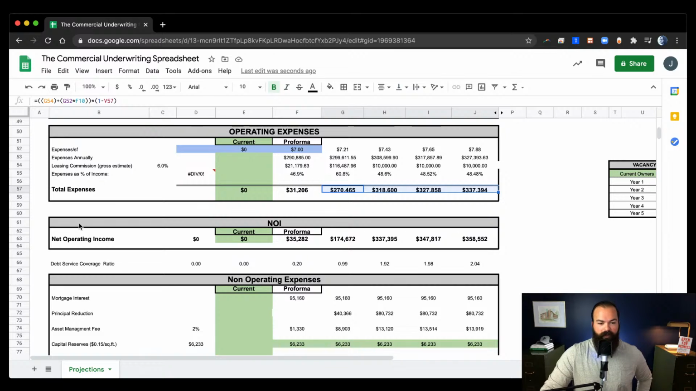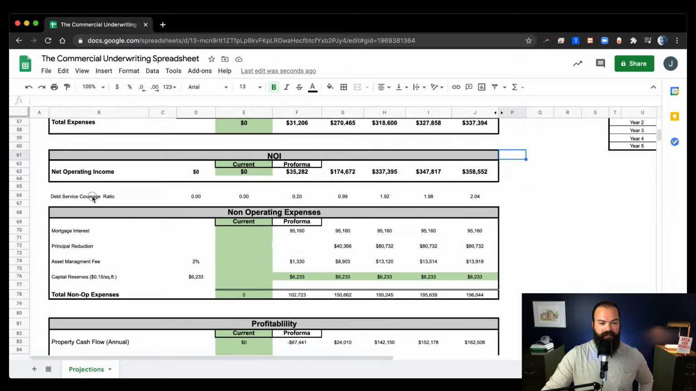NOI just breaks down what your net operating income is. So you could see, this is obviously after all of your expenses have been paid. This is what you will be bringing home, and that's what the value of the property will be based on. That's what you will use to calculate the value of the property with cap rates.